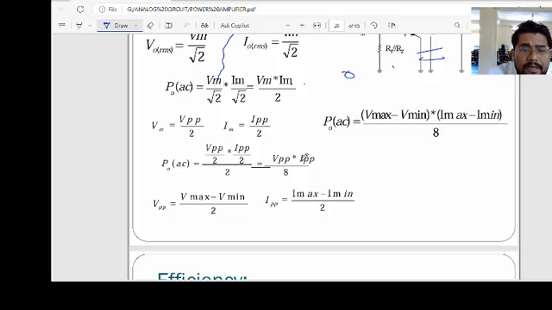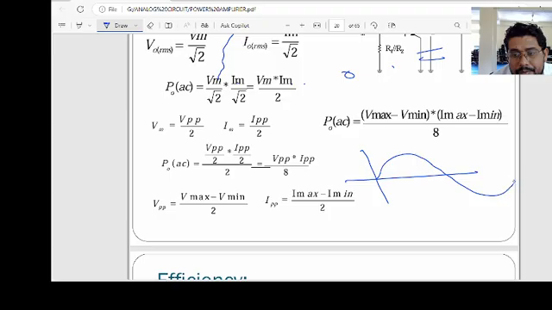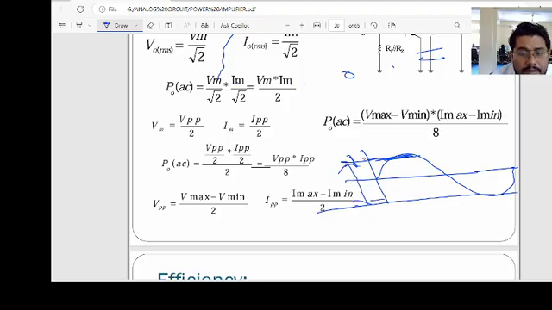So what is the VM? The PP means peak to peak voltage. Suppose this is any voltage signal; from here to here is called the peak to peak signal. This is called VM.